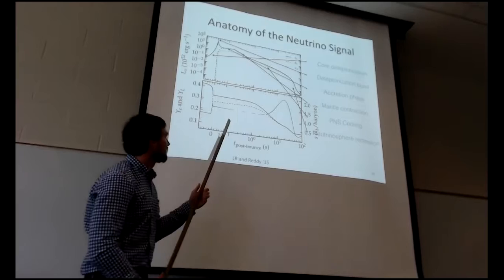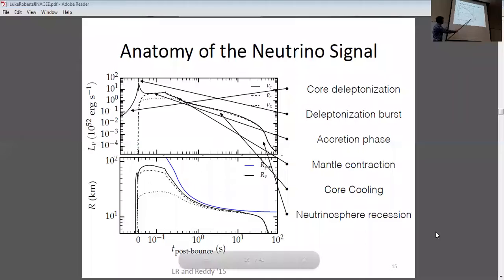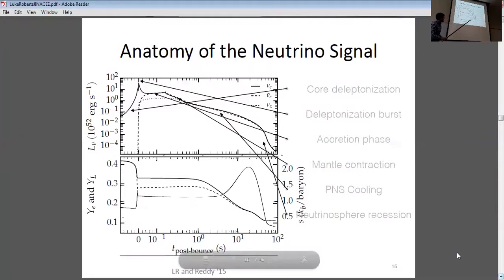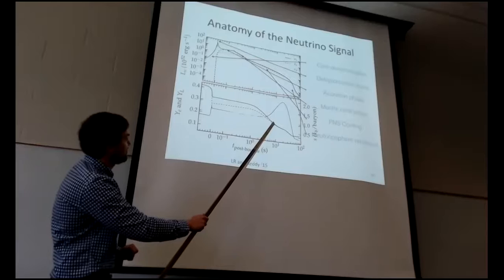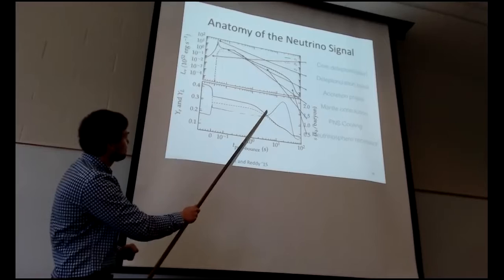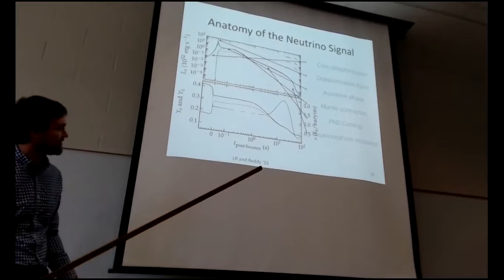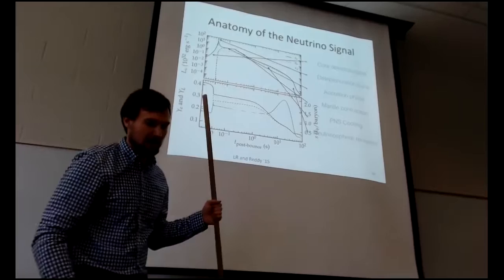Over this time, you can also look at what the core does. This solid line here is the central entropy. You can see where you get that entropy heating that I mentioned earlier. And you can also see how this thing deleptonizes, so there's some period over which deleptonization occurs. This is the total lepton number, and this is the electron lepton number, and you want to think of the end of deleptonization from those two things. Then eventually you come to the values that you would expect for beta equilibrium matter.